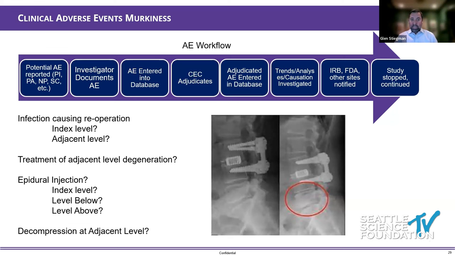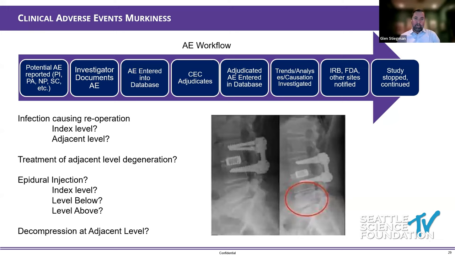And then decompression at an adjacent level. If you go in and you see something and you want to decompress at an adjacent level, how does that work into the AE workflow? A lot of these, we have sort of internal rules of how we handle them. Clearly, the CEC that we usually assign to these spine studies has rules. But a lot of these are not necessarily cut and dry, and there are legitimate arguments for why these should be considered failures or AEs, and legitimate arguments as to why these are not. So it's not as clear cut as that spectrum that I presented.